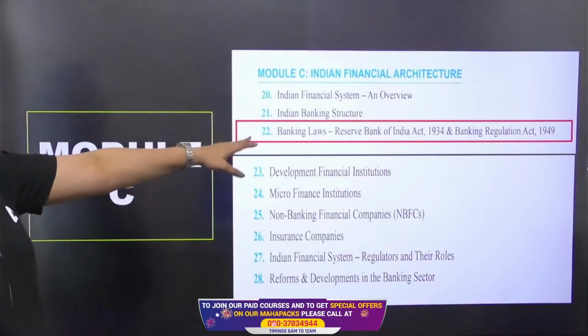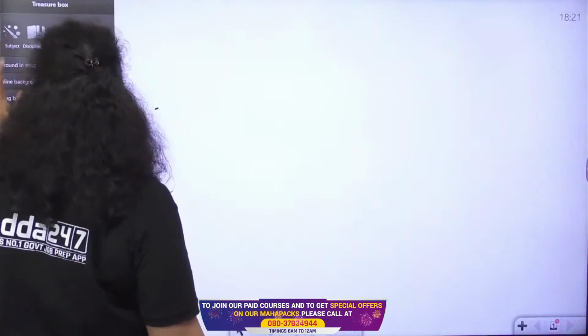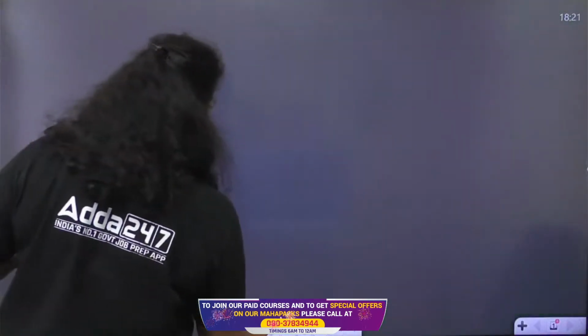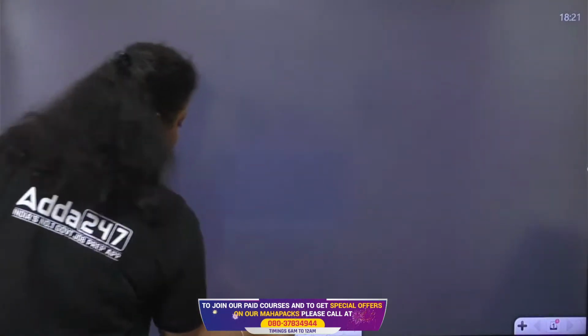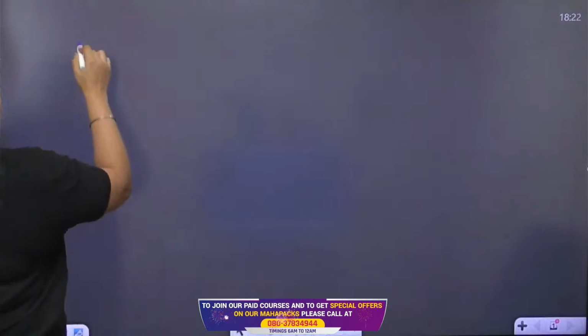The unit we have to cover is banking laws, the Reserve Bank of India Act and the Banking Regulation Act. To understand this, first of all let's understand a certain concept about this particular topic, and then we will continue with your questions.